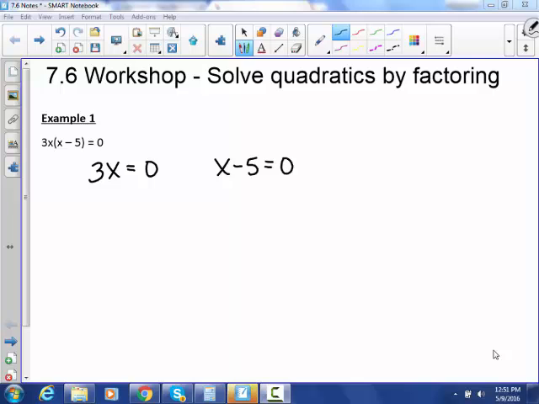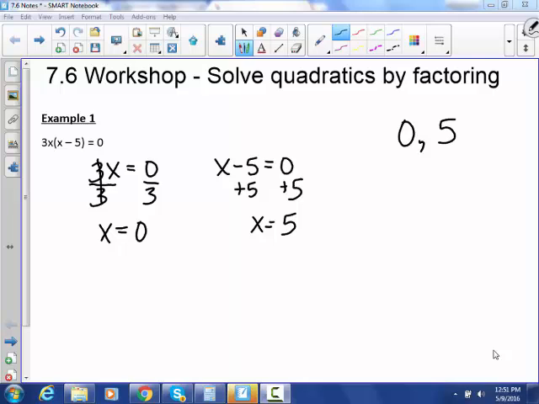So I'm going to take each factor and set it equal to 0. Then I'm going to divide, like on this first one, to solve it, all I would have to do is divide by 3. So one of my solutions is 0. The next one I would add 5. And so my other solution is positive 5. So the two answers are 0 and 5.